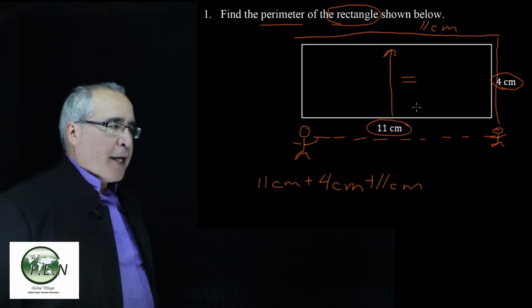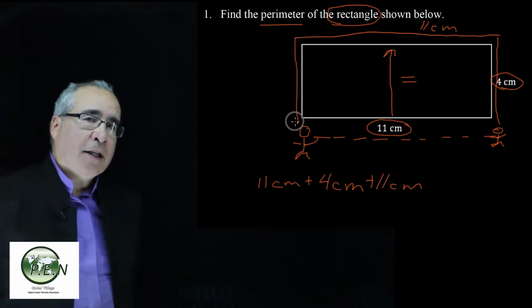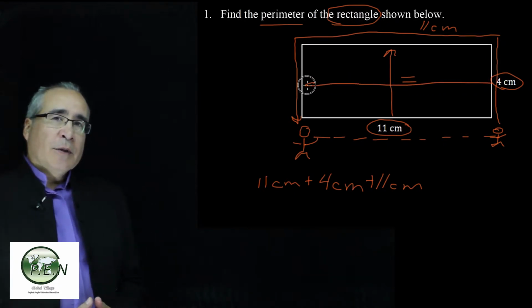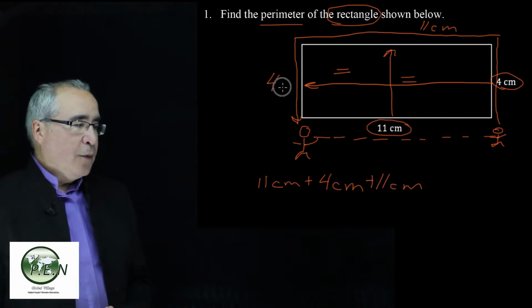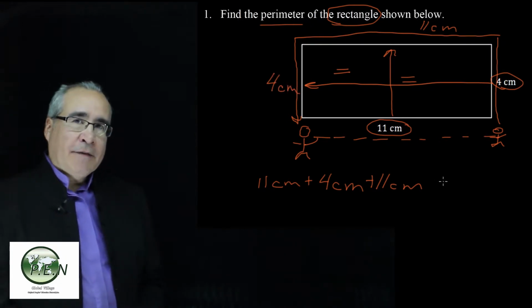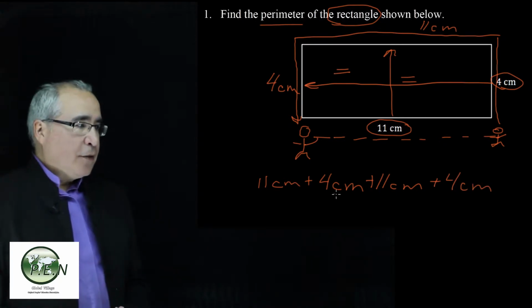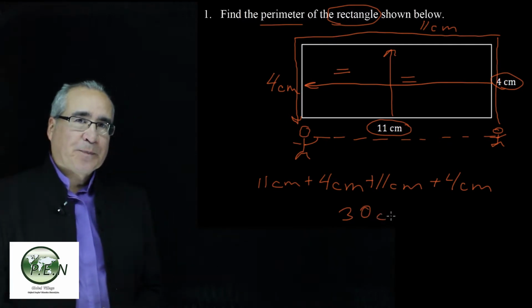And we come down the back side, back to where we started. And again, opposite sides are equal to each other, so we know that this was 4 centimeters. We add that to our total. We have 11 plus 4 plus 11 plus 4, which gives us a total of 30 centimeters for our perimeter.